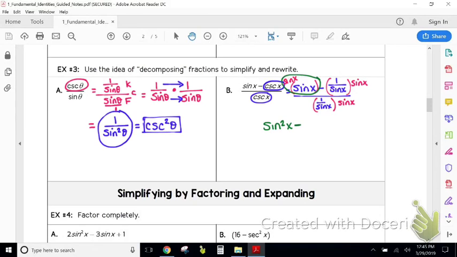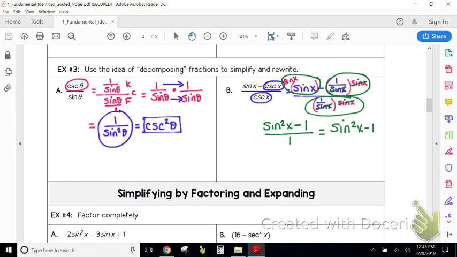Minus, what's 1 over sine times sine? Our signs cancel, so on the bottom there, the denominator, 1 over sine times sine is 1. So we could say we have sine squared minus 1, correct? Can I do anything else with that? Probably, or she wouldn't be asking, right? Well, you never know.